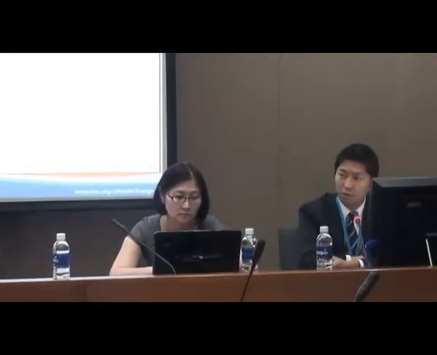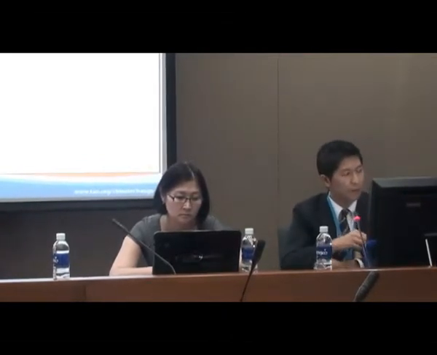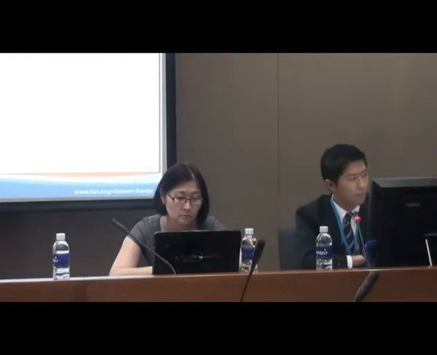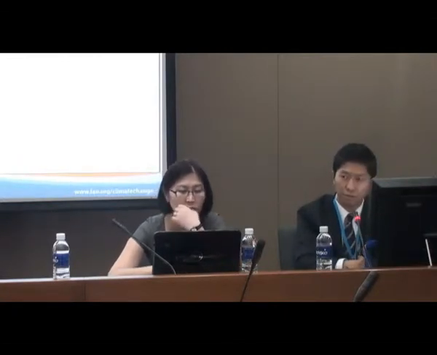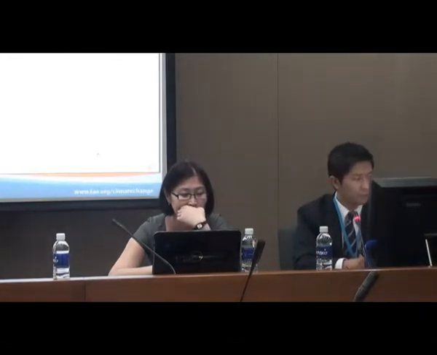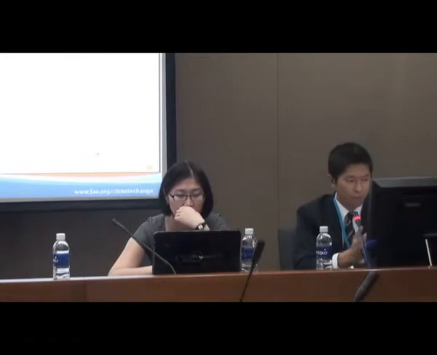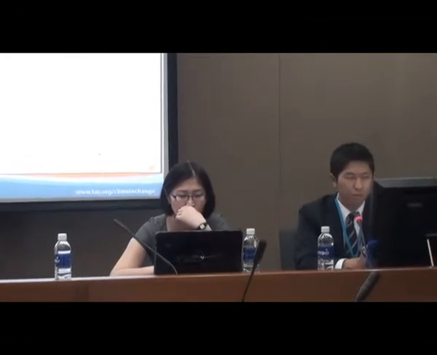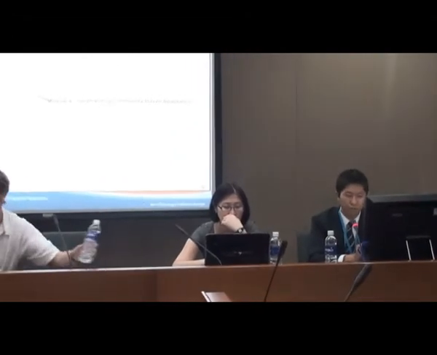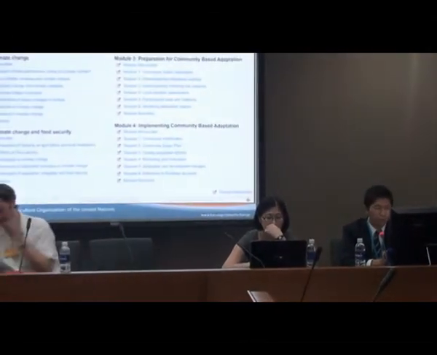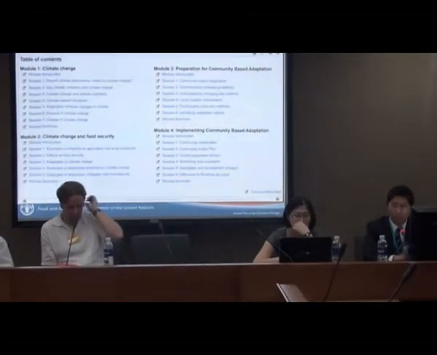This is the table of contents of the toolkit. We have 4 modules. The first and second modules are about climate change itself, and also how climate change affects food security, and especially agriculture production. And by learning this in depth, the practitioner becomes more serious about how to prepare and implement community-based adaptation. And then there are modules 3 and 4.